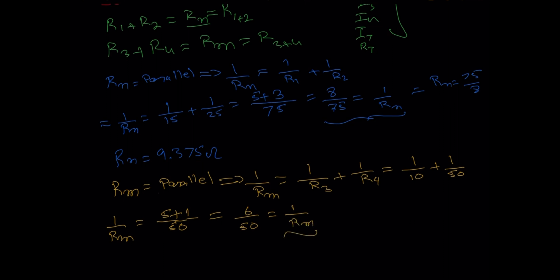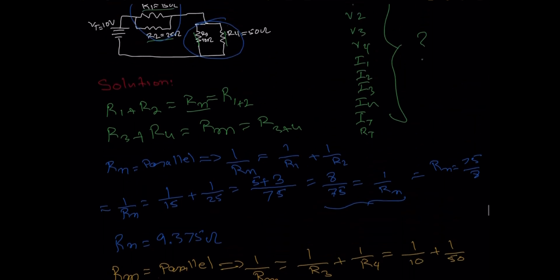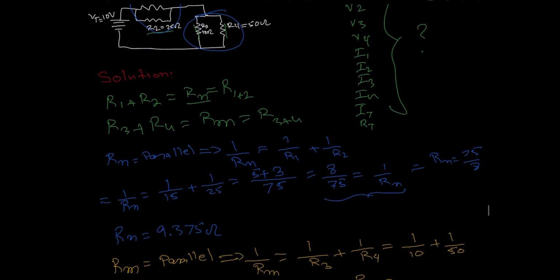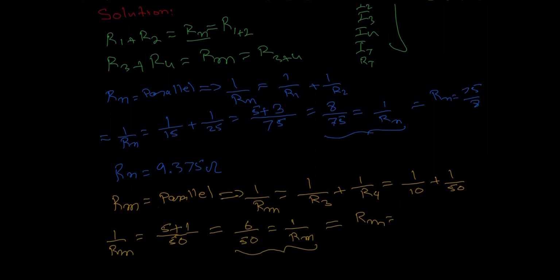And same thing, we will have to flip these two fractions to get Rm. Rm is the total for R3 and R4. So it'll give me 50 over 6, which is somewhere around 8.34 ohms.